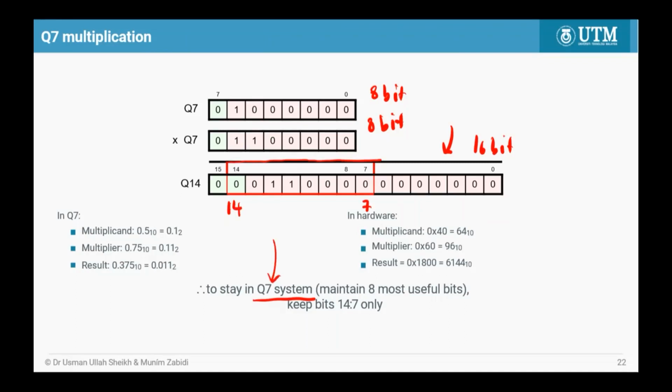For example here, you're going to multiply 0.5 with 0.75. The answer will be 0.375, or in binary, you're going to multiply 0.1 base 2 with 0.11. This is the value, and this value here is around 0.011, and the rest is 0. So you need to keep this location only for this Q7 multiplication.